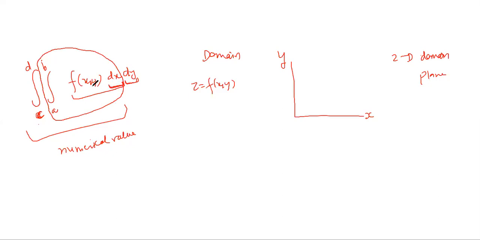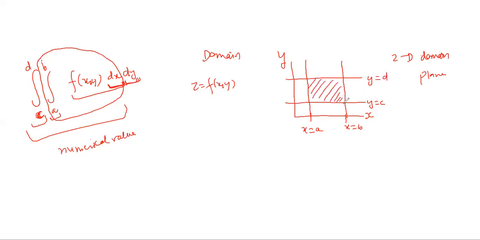Then you will be very much clear what is the meaning of dx dy. First with respect to x, these are the limits of x. Then with respect to y, these are the limits of y. So x lies from a to b, so there will be lines x equals a and x equals b. And similarly, y equals c and y equals d. So this is going to be your domain.